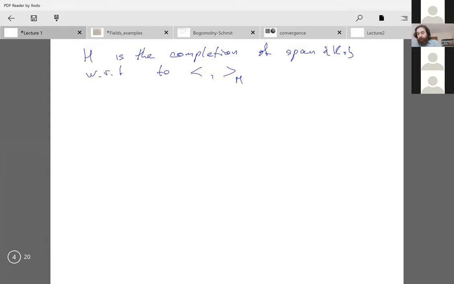I assume that my field F is continuous, and then the kernel will be continuous. So when we take the span of K_s, this is a subset of the space of continuous functions. So this is clearly a subspace of the space of all continuous functions. But when we take this completion, it's an abstract process, so we get something. Elements of this completion don't have to be functions. But there is a canonical way to embed this completion into C.